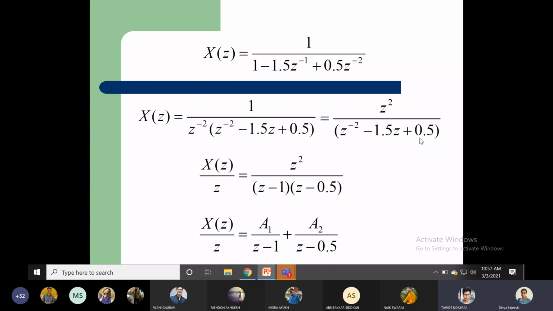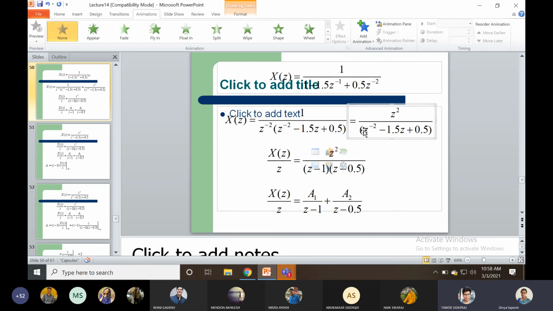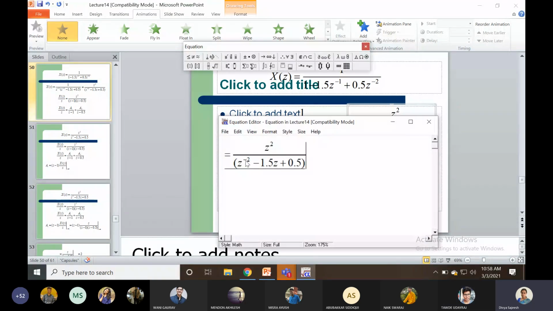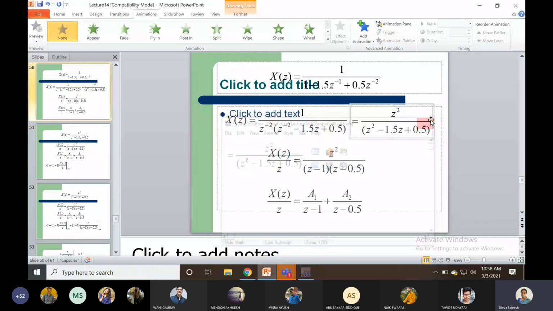Ma'am, in the denominator it should be Z square minus 1.5 Z, right? In the denominator it should be, not minus, it is plus, correct, it is Z square. Correct.